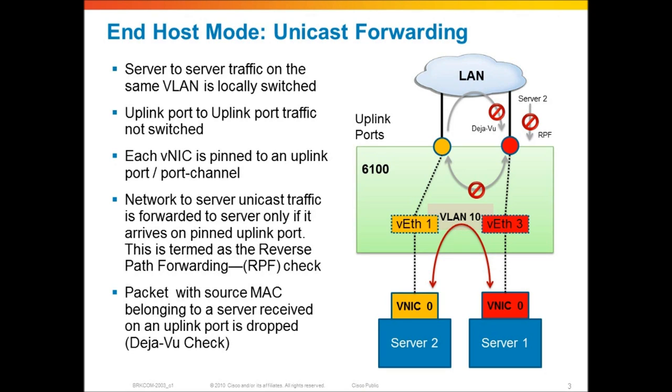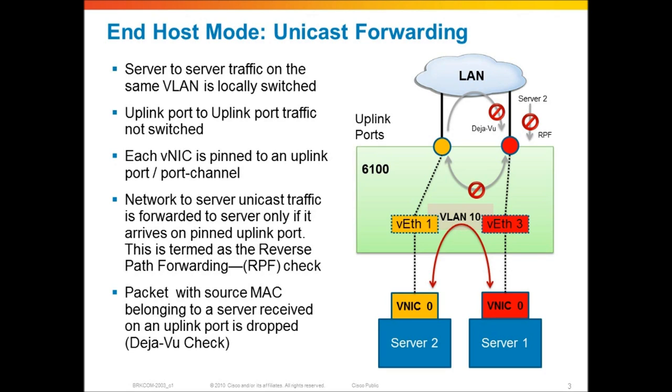One thing that is different about end host mode from a typical layer 2 switch is uplink to uplink traffic is blocked. So any packets that come in on this orange uplink will be prevented from getting switched and out up on the red uplink. That is fundamentally blocked in hardware, so there really isn't any chance that UCS could introduce a loop to the upstream LAN, and that is one of the reasons why we can disable spanning tree in end host mode.